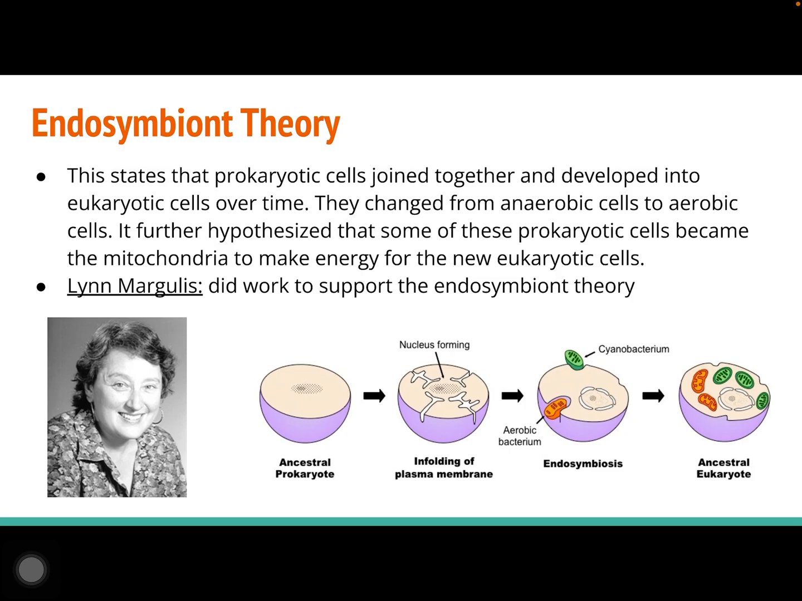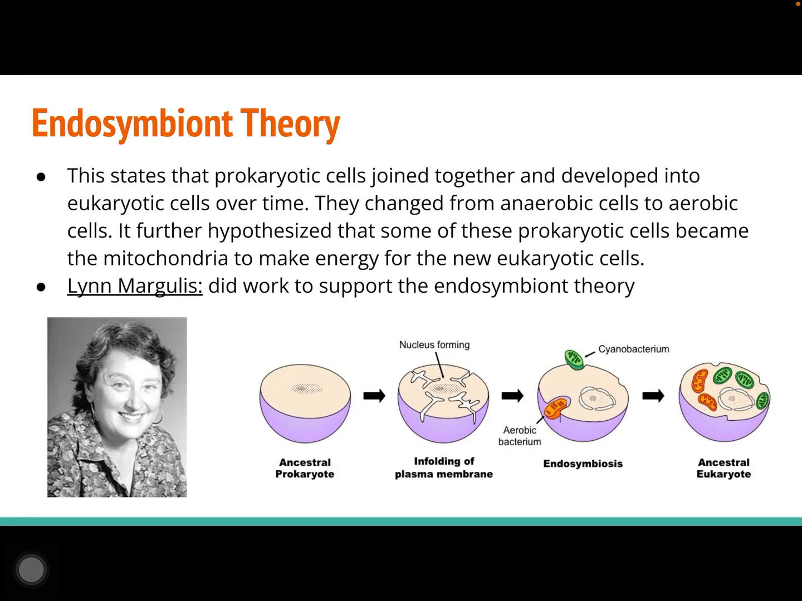We have a theory called endosymbiotic theory. This states that the prokaryotic cell joined together and developed into a eukaryotic cell over time. They changed an anaerobic cell to an aerobic cell. It's further hypothesized that some of the prokaryotic cells became the mitochondria to make energy for the new eukaryotic cell. So this was all founded by Lynn Margulis. She was the main support system behind the endosymbiotic theory.